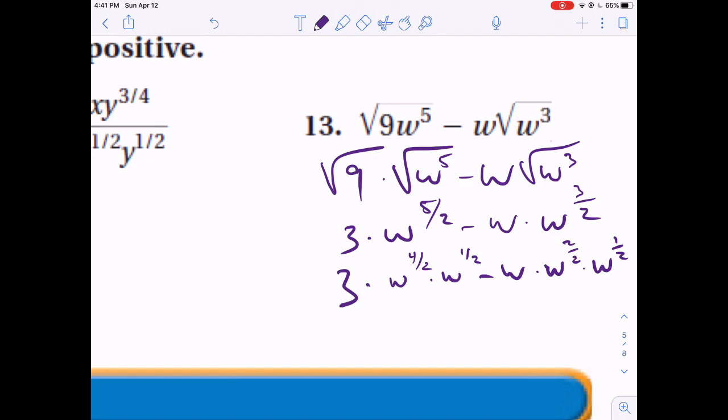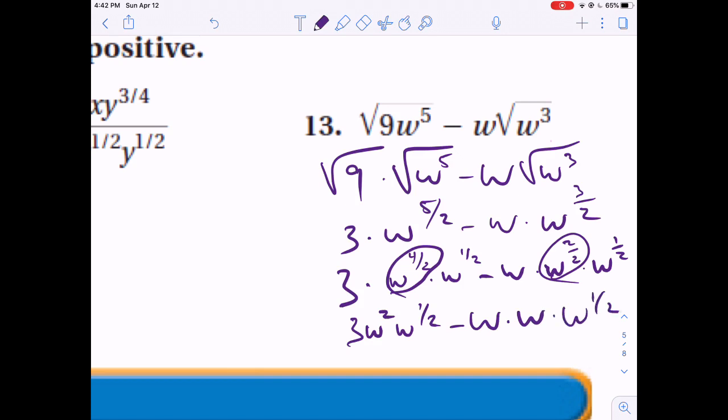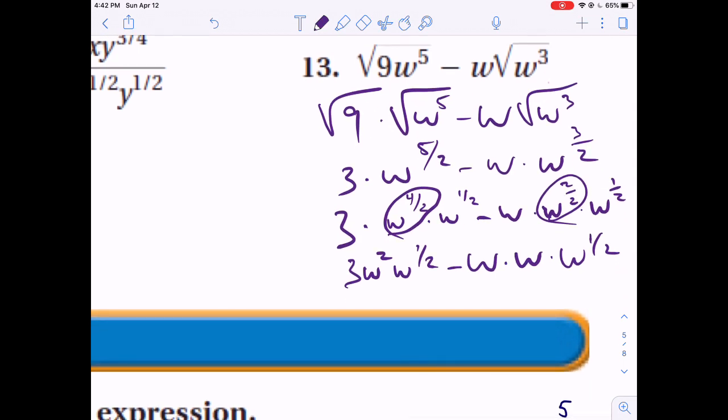So we have this 3. This w to the 4 halves, that's just w squared, right? There's no more radicals with that. And we have the w to the 1 half. And on the next term, we have the w. And the w to the 2 over 2 is also just plain old w. So it's going to be w times w. We'll clean that up in a moment. And times w to the 1 half. One more step here.